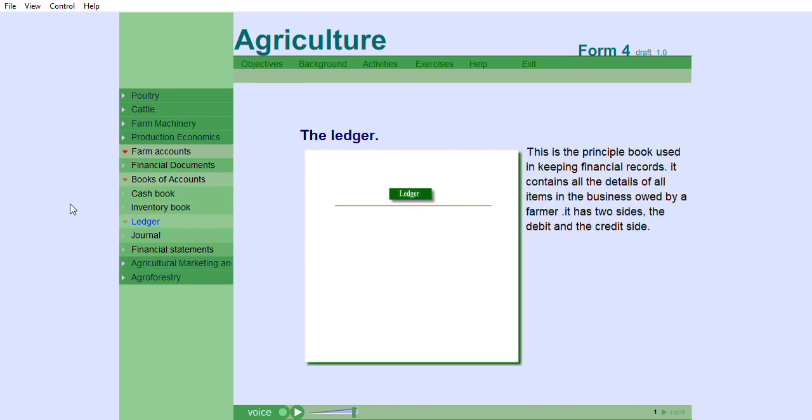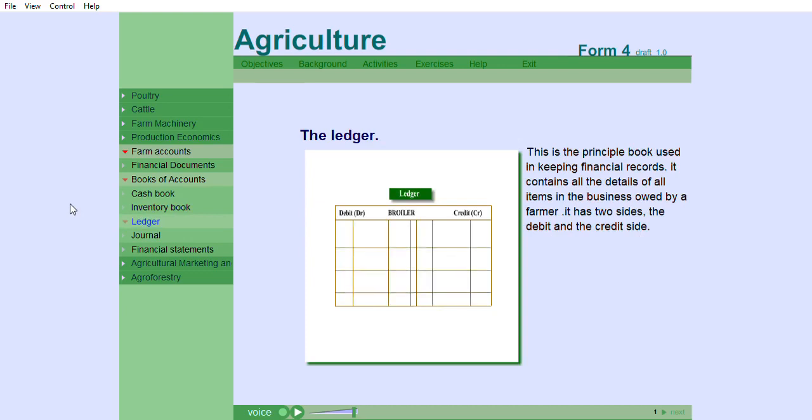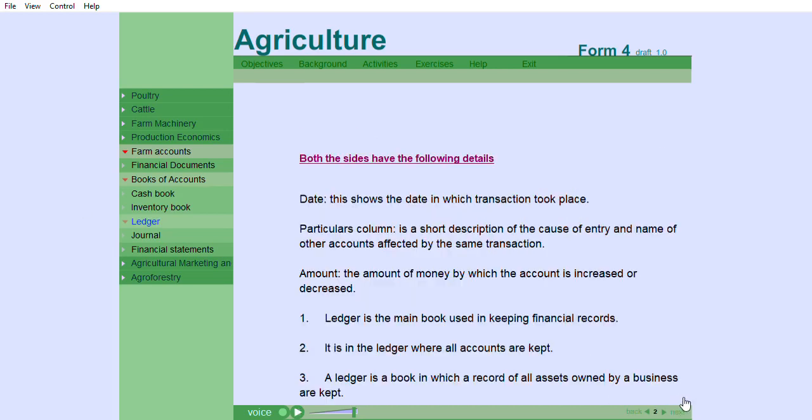the ledger. This is the principal book used in keeping financial records. It contains all the details of all items in the business owed by a farmer. It has two sides, the debit and the credit side. Both the sides have the following details: date, this shows the date in which transaction took place. Particulars column is a short description of the cause of entry and name of other accounts affected by the same transaction. Amount, the amount of money by which the amount is increased or decreased.